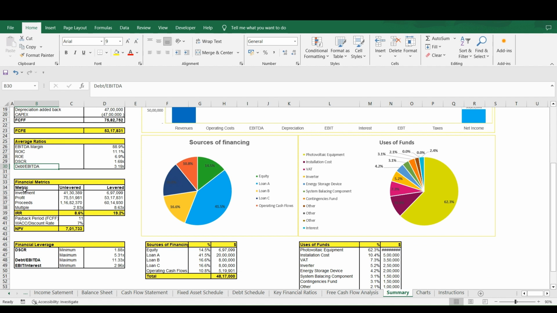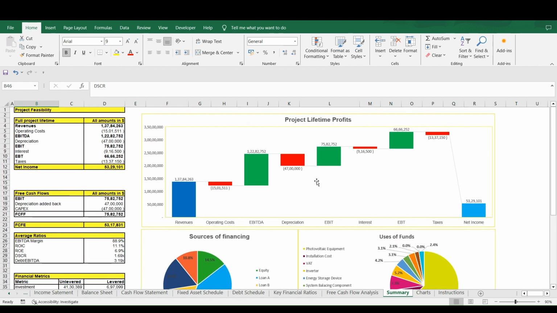Next, we have our metrics such as levered and unlevered internal rate of return. Then we have a payback period of free cash flows, as this shows us in how many years the money that we have invested will get paid back. Then we have net profit and net present value of the project as well. Finally, we have some ratios such as debt service coverage ratio, the minimum and maximum value of it over the lifetime of the project. And we have debt to EBITDA and EBIT to interest rate.